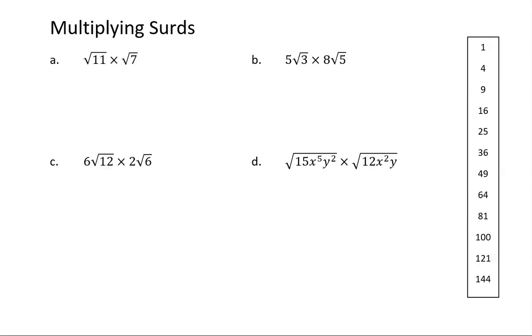In this video, we're looking at multiplying surds. We have 4 sets of multiplication questions that we'll have a look at, and we'll start with our first one. Our first surd is square root 11 times square root 7. Now we have a few steps that we need to follow.